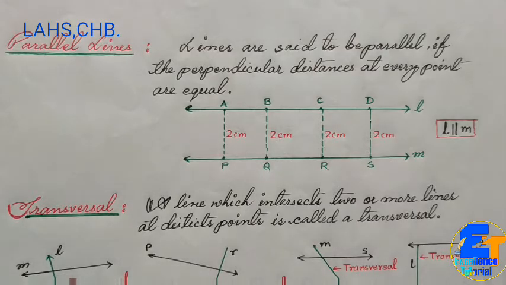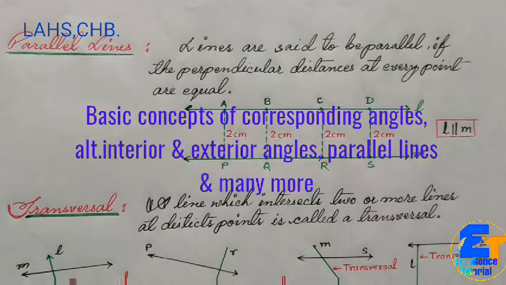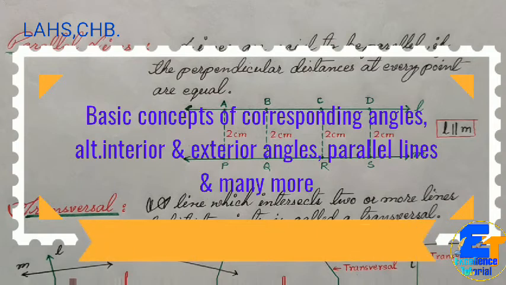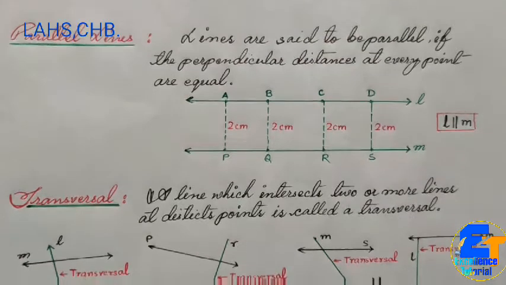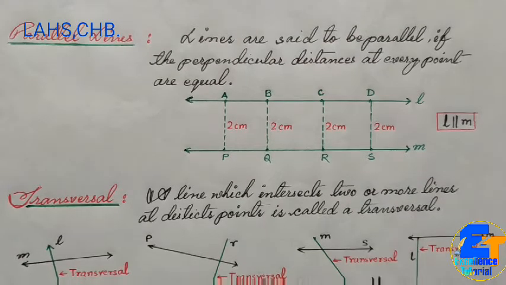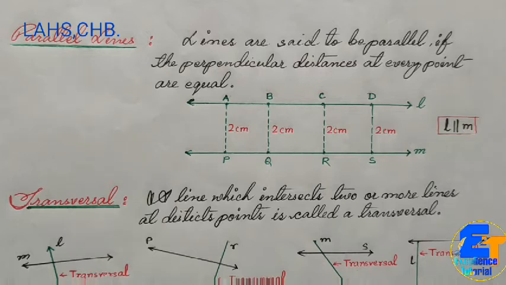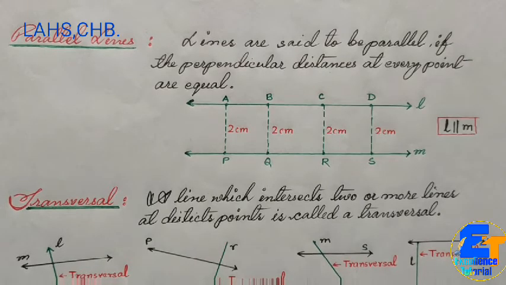Before proceeding to the new exercise or the new theorem, recall what you have studied in the junior classes about parallel lines, transversal, and non-parallel lines. These are the very basic things which we need while solving the sums of the next exercise. So that is why I would like to clear the basic concepts about parallel lines, transversal and non-parallel lines, which we already got in the previous classes.